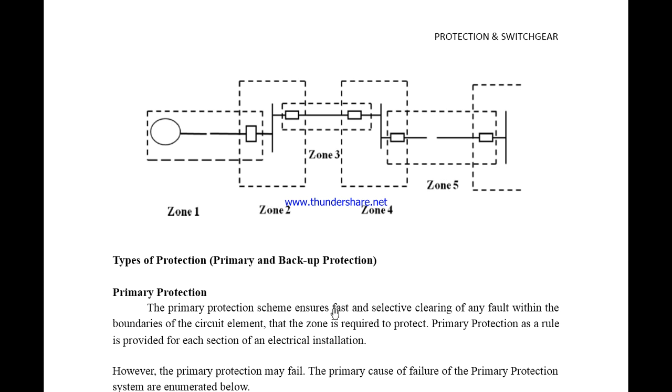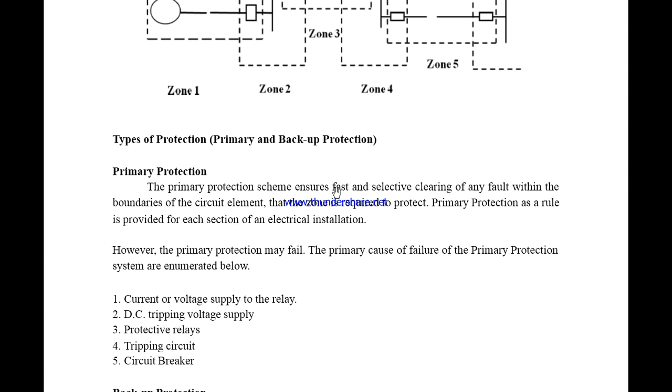And now we are going to discuss the types of protection. What is primary protection? The primary protection scheme ensures fast and selective clearing of any fault within the boundaries of the circuit element, that is, the particular zone which is going to be protected. For example, zone 1 is a generator zone. It has to be protected. So primary protection is for the generator only.